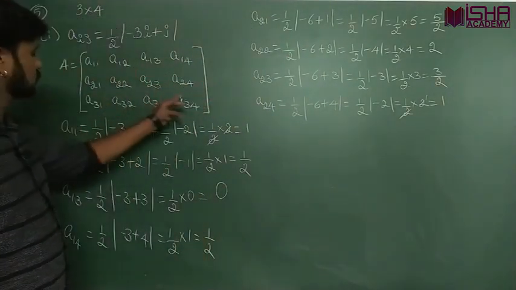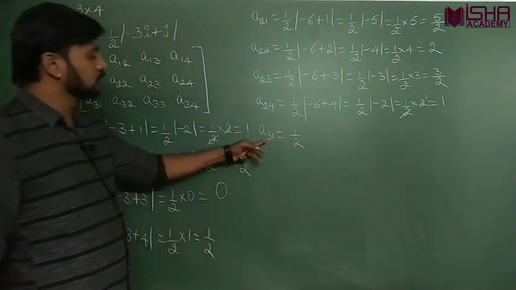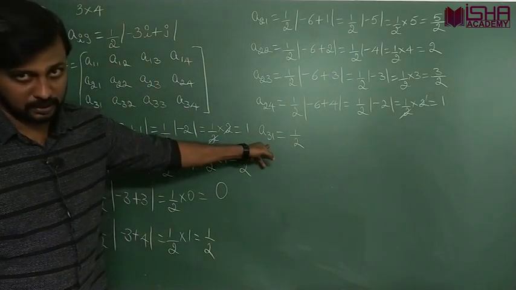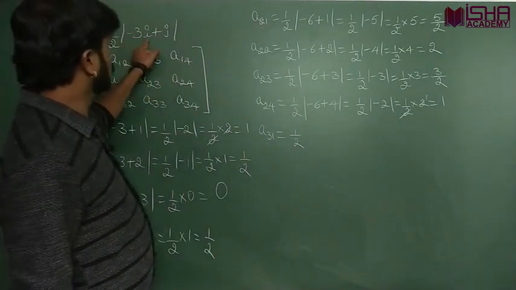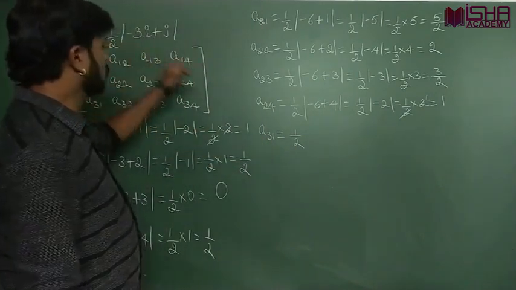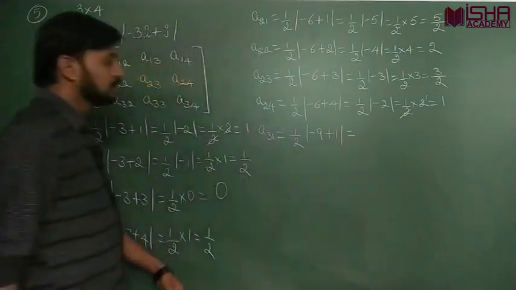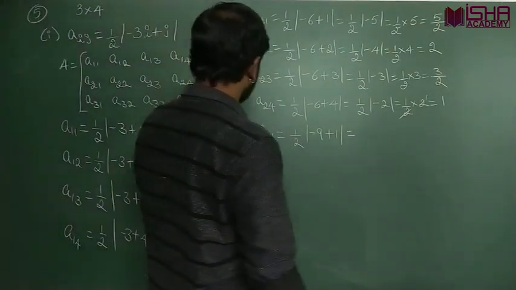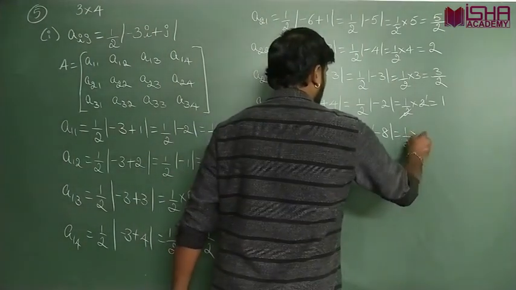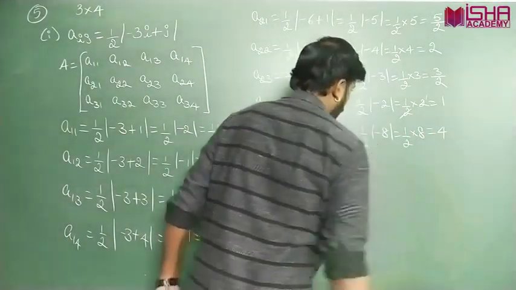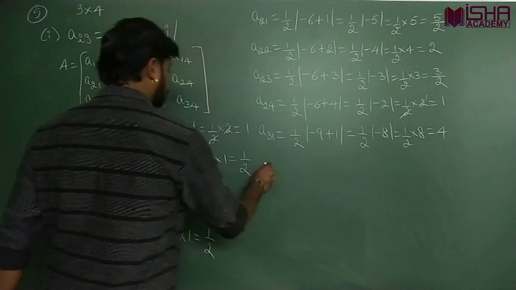Only 4 elements remain. Coming to the third row, A31. Put i equals 3 and j equals 1. Minus 3 into 3 is minus 9, plus 1 gives minus 8. Modulus of minus 8 is plus 8. So 2 4s are 8. Correct? Next.